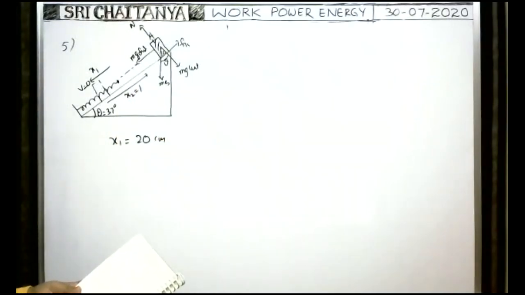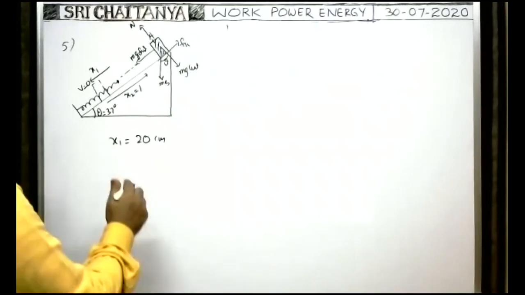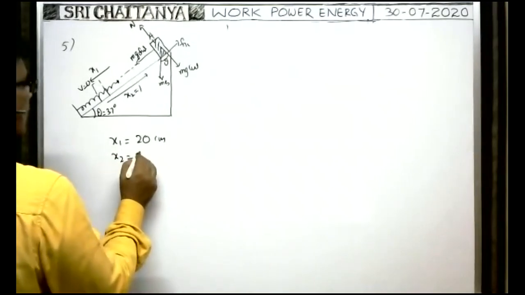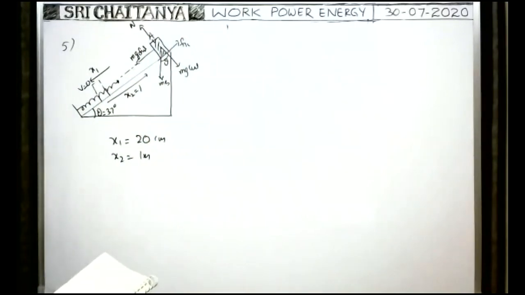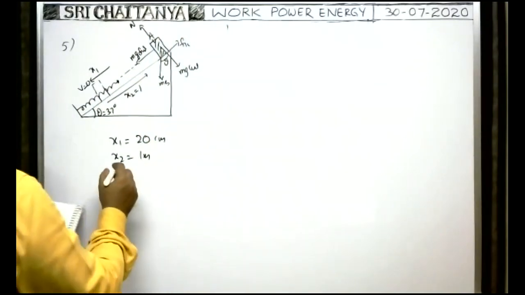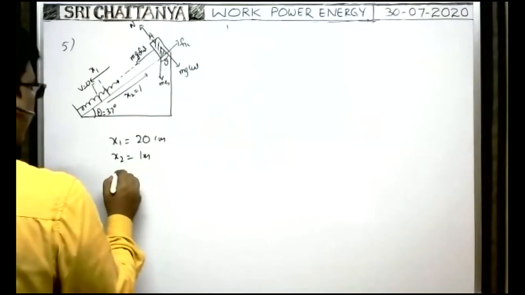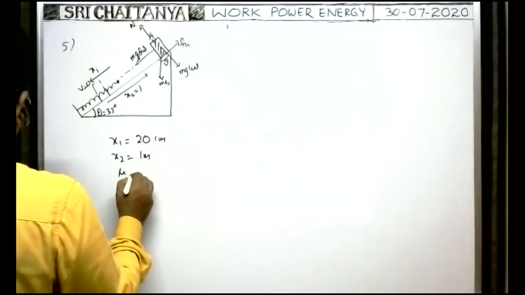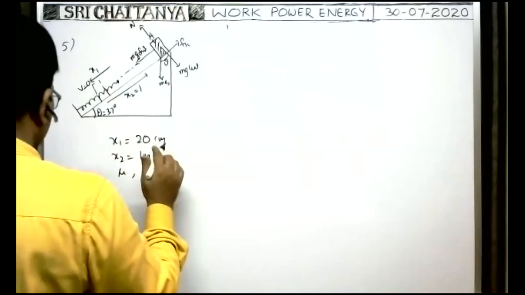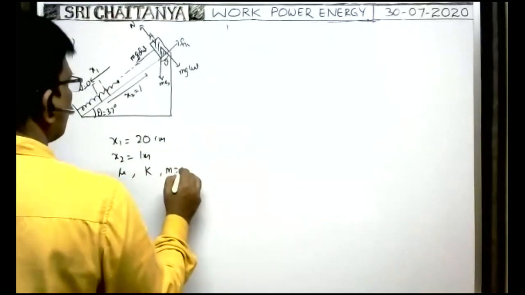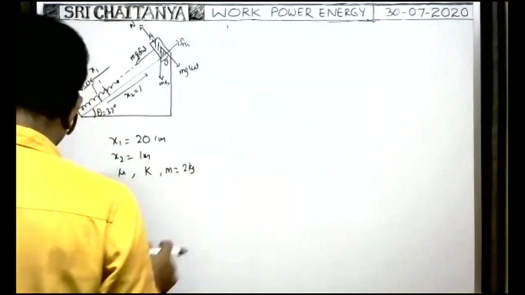x2 is equal to rebound. The block rebounds through a distance of 1 meter up the inclined plane. Now, find the coefficient of friction and the spring constant K between the block and the incline. The mass of the block is given as 2 kg.